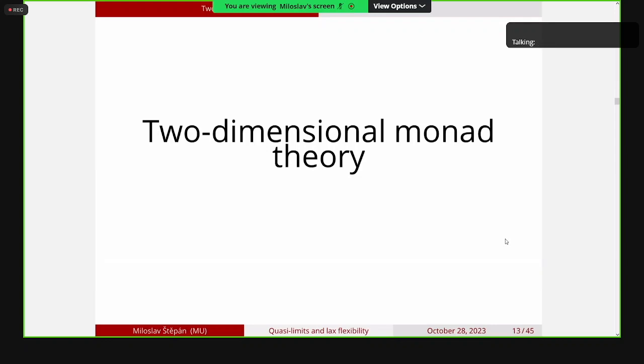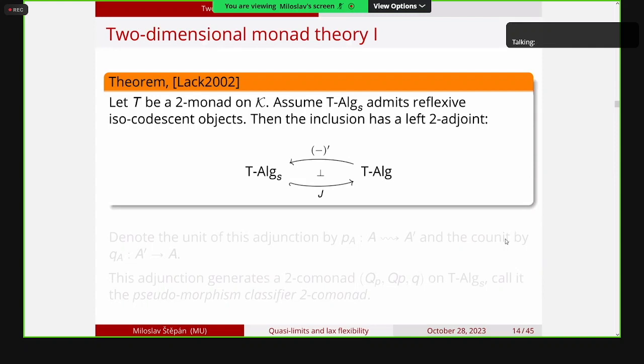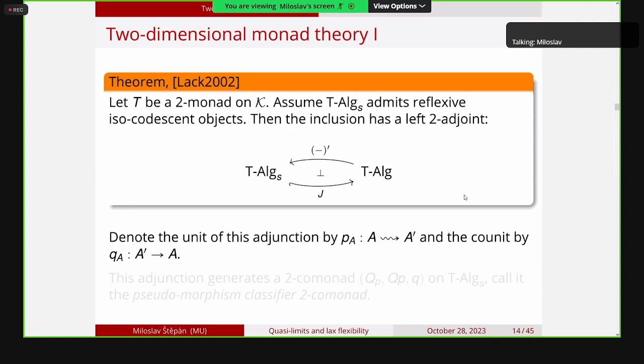Okay, so now we are getting to the two-dimensional monad theory. Let me recall some known facts. For example, this one: if T is a two-monad, and if your two-category of strict algebras and strict morphisms admits a certain kind of colimits, then the inclusion of strict morphisms into pseudomorphisms admits a left adjoint. Let me denote the unit of this adjunction by P, which is a pseudomorphism. Let me denote the co-unit by Q, which is a strict morphism.